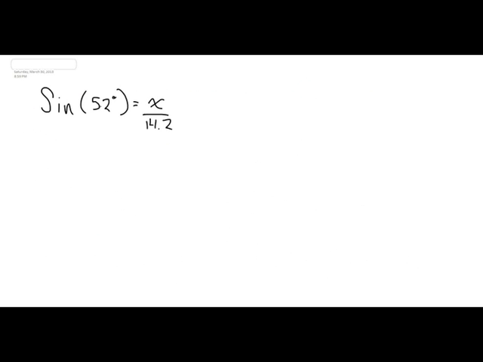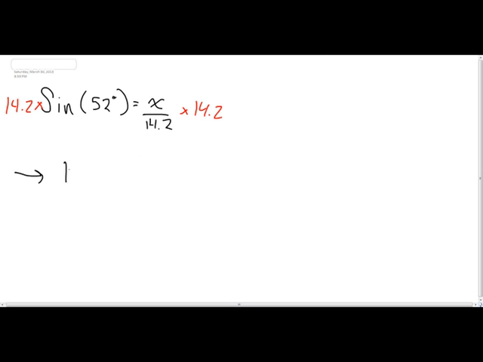So what we're going to do is take a look at sine first. So the sine of 52 is equal to x divided by 14.2. So let's start off here. What's being done to x? Well, it's being divided by 14.2. What's the opposite of dividing by 14.2? Multiplying by 14.2. So we're going to use our SAMDEB approach. That's just undoing what's being done to x. So let's see what we get here.